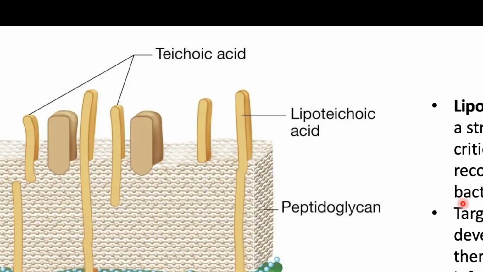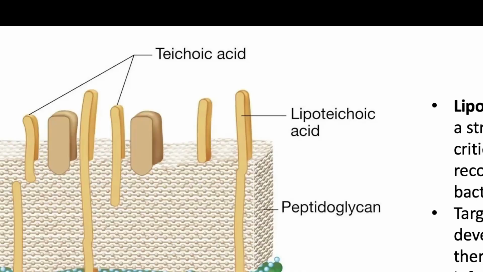Now, why is this economically important to humans? Because many gram positive bacteria cause disease, and one of the major immunogens or antigens is the lipoteichoic acid. So, targeting LTA, or lipoteichoic acid, could be useful for developing vaccines and therapies against gram positive infections. Now, these are some of the important features of lipoteichoic acid.